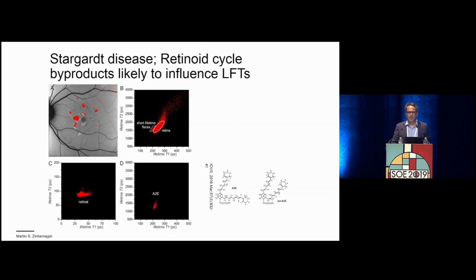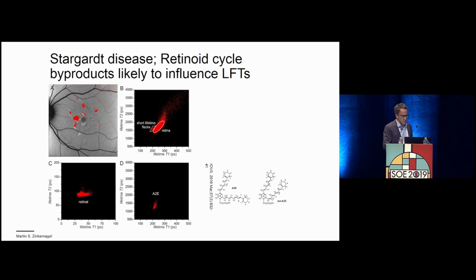What we can also do with these images, we can construct two-dimensional plots, much like you do in flow cytometry, and you can look at different components of these lifetimes, and you can really identify specific areas of the retina, and you can nicely demarcate these flecks in these two-dimensional plots, and you can quantify the amount of lifetimes within these 2D plots.